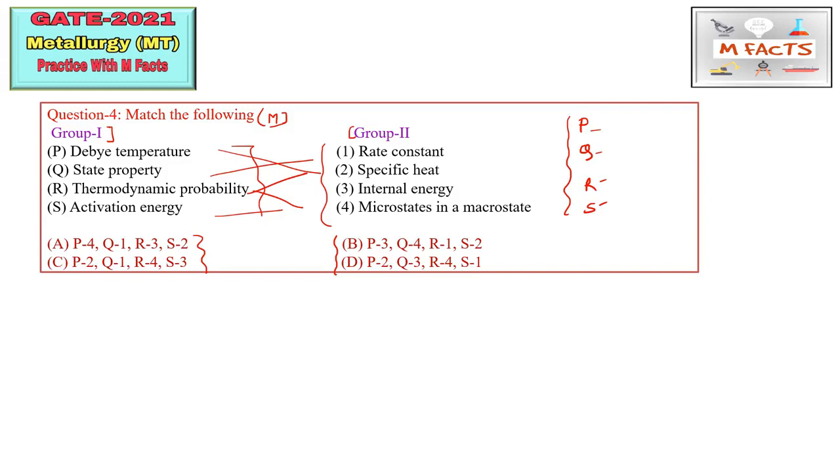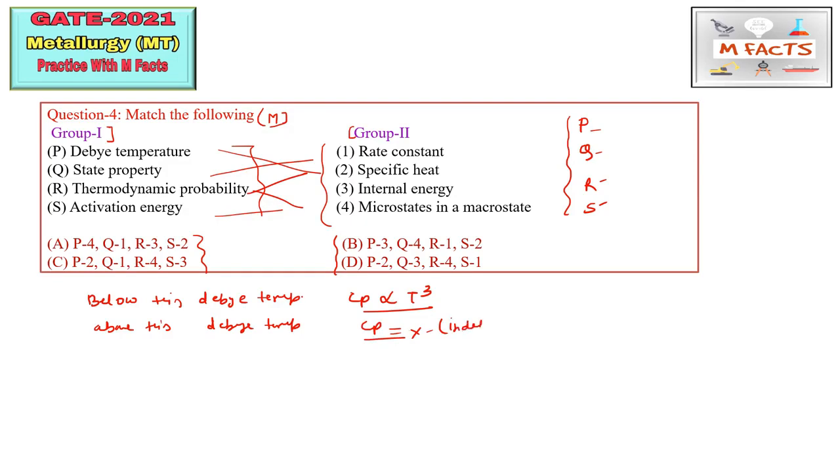This actually holds for some crystals: below the Debye temperature, the specific heat Cp increases with the cube of the temperature. And above the Debye temperature, what happens? Above it, the specific heat is constant, that is, independent of temperature. So there is no change. This is the role of the Debye temperature in crystals.